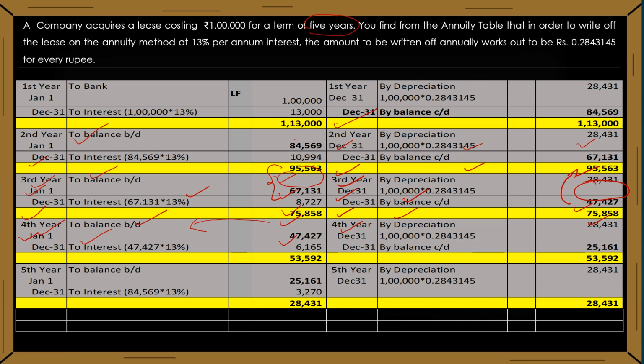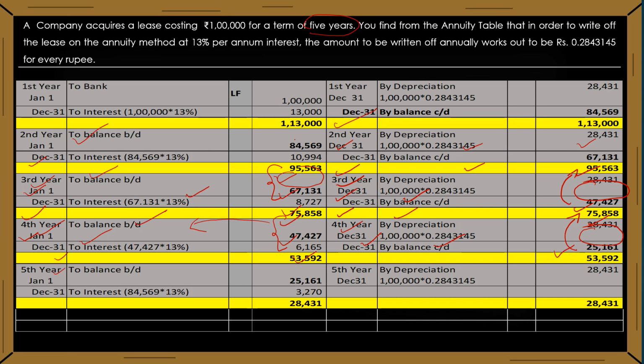On seeing debit side balance is more, 67,131 plus 8727 is 75,858. Taken on to the credit side also, on deducting 28,431 from 75,858, we get 47,427. December 31 by balance carried down as 47,427.